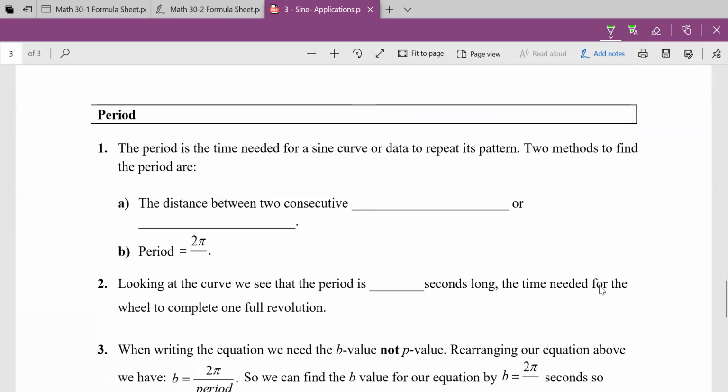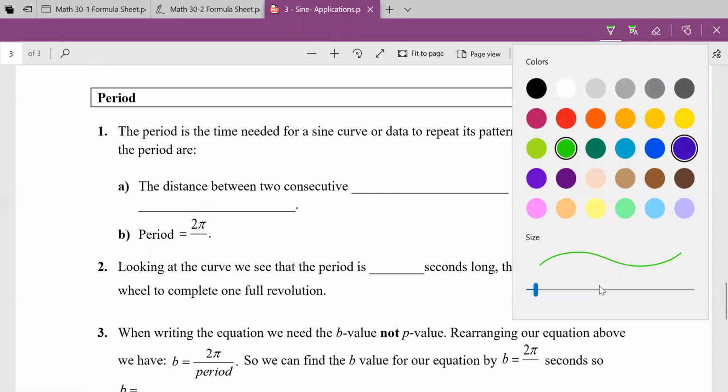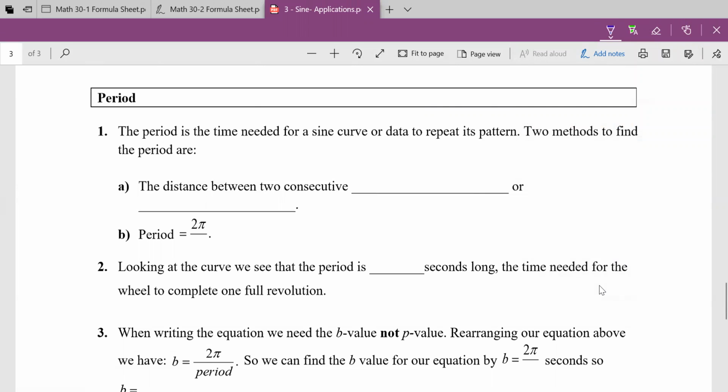Okay, let's keep going. Let's look at the period here. Let's go to pretty purple. The period is the time needed for a sine curve or data to repeat. So 2 methods to find this. Well, we could find the distance between 2 maximums or 2 minimums. Or I'm actually going to add in a third one here, the time it takes to repeat on the median line. So I'll say median line repeats. Or what we learned in our previous lessons, or is on our formula sheet, our period is 2 pi divided by b.